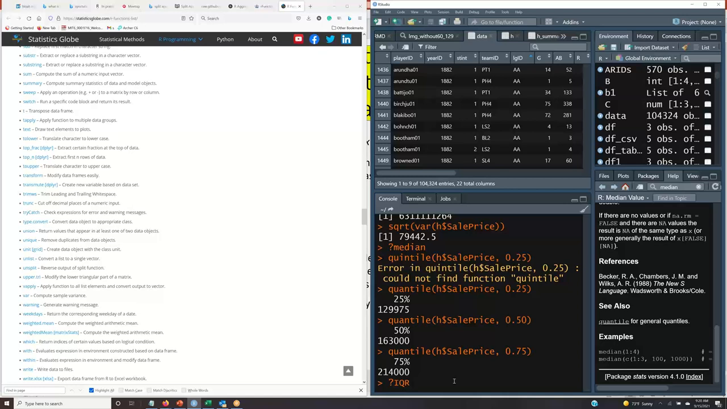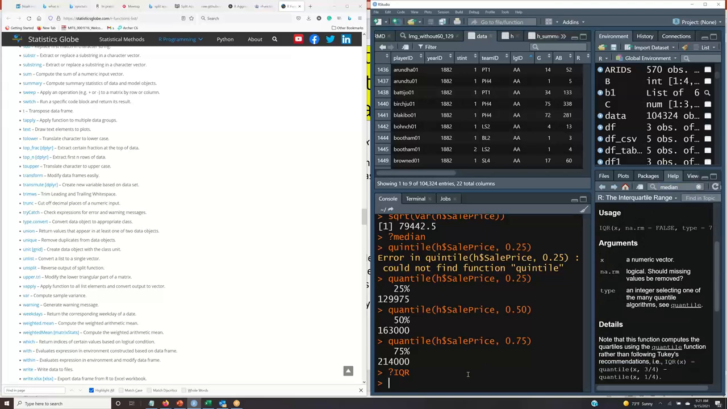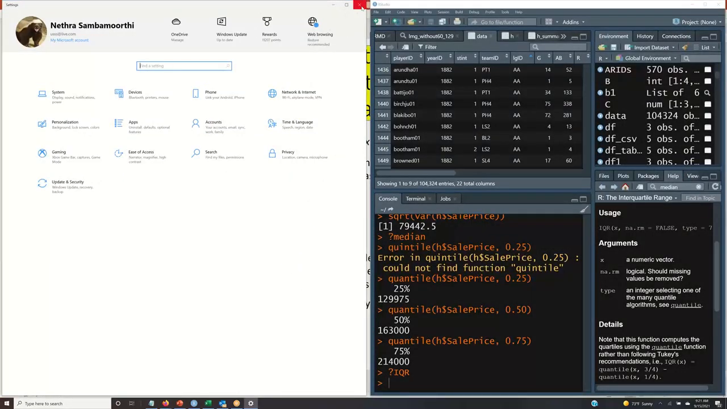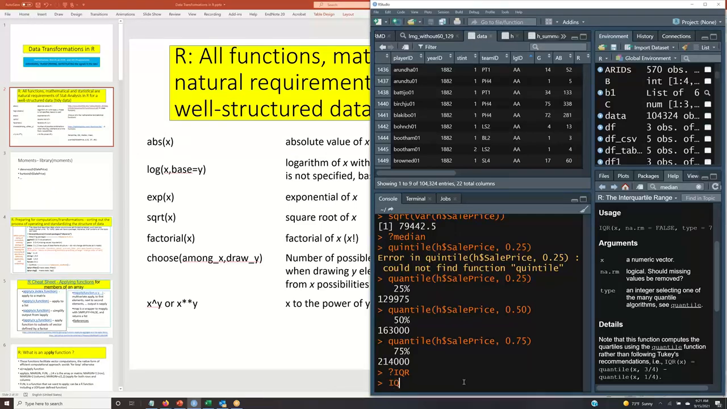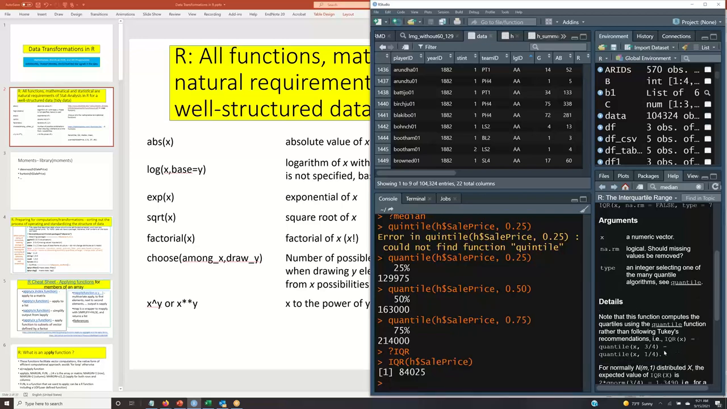interquartile range. I'm talking about interquartile range because it is sometimes helpful to locate outliers. If you are doing outlier analysis for single variables, you have to use interquartile range based outlier definitions. So let's see this. For IQR, you just have to do the same thing, H dollar. The interquartile range is $84,025.